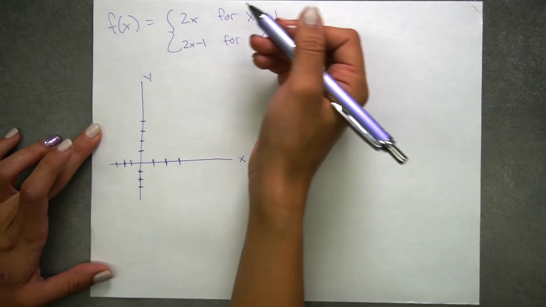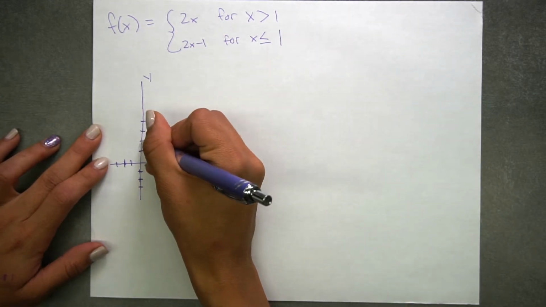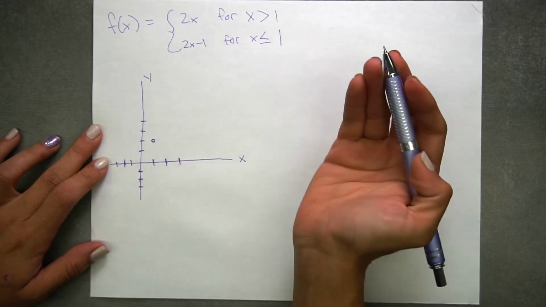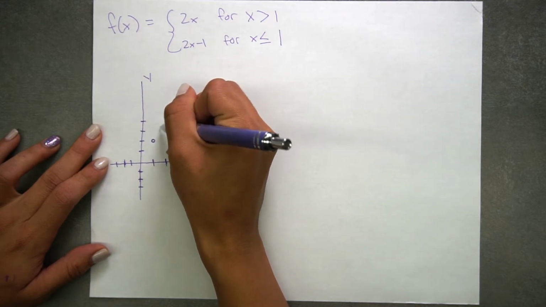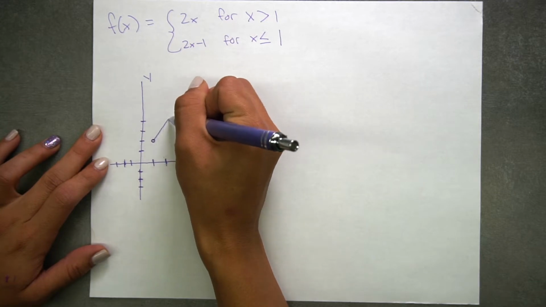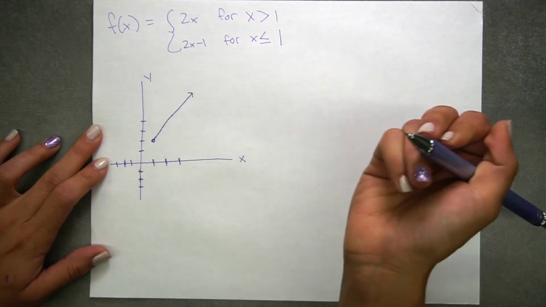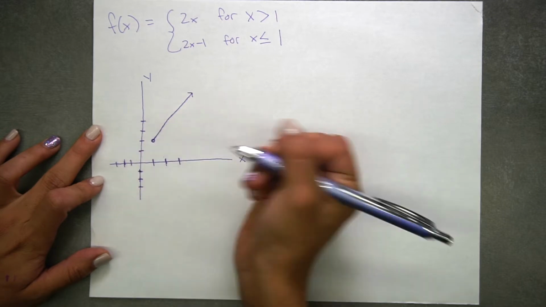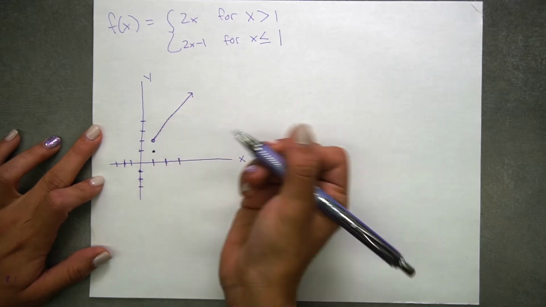So for f of x equals 2x for x greater than 1, we go up to over 1, and I'm going to use an open circle to indicate that it cannot be equal to 1. So that's 2x. And for 2x minus 1, start at negative 1, go up to over 1, and I'm going to use a closed circle to indicate that it can be equal to 1.